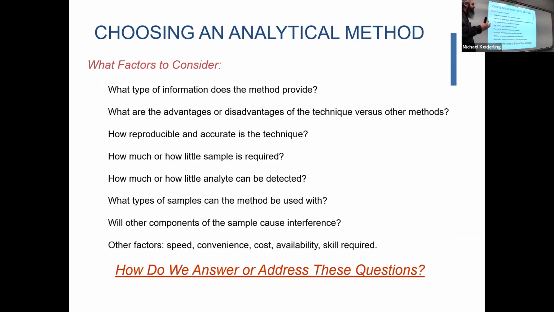So when you're choosing an analytical method, you need to think about a few things, like what sort of information you get from that method, what are the advantages or disadvantages versus other methods, how reproducible and accurate is this technique, how much or how little sample is required, because you may have limitations on how much of what you're analyzing you have, how much or how little analyte can be detected, what types of samples can the method be used with, what other components of the samples cause interference, and other factors like how fast is it, how convenient, how much does it cost, what's the availability, what's the skill required. So how do we approach these sort of problems?